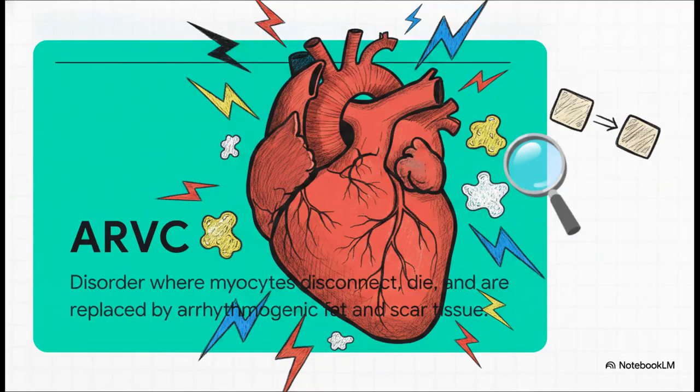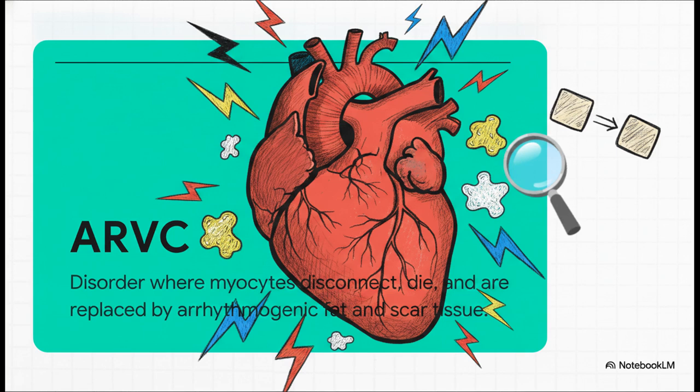And that brings us to our fourth phenotype, arrhythmogenic right ventricular cardiomyopathy, or ARVC. This is a brutal disorder where variants in desmosomal proteins cause the myocytes to physically disconnect from one another. The cells die off and get replaced by fat and fibrous scar tissue. This is incredibly dangerous because this fatty, scarred tissue is highly arrhythmogenic.